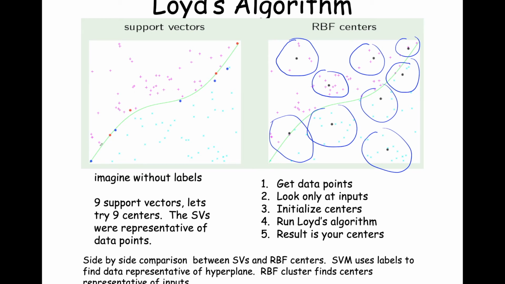They are labeled, and this green curve is our ground truth target function. While the two are not different, it's important to compare and contrast them. Support vectors use the class labels to find data that's representative of the hyperplane. And radial basis function clusters find points, the centers. They're also representative, but they're representative of the inputs based on their feature values. And so we can draw a comparison between Lloyd's algorithm and support vectors. While they're not the same, they have different properties associated with what they represent.